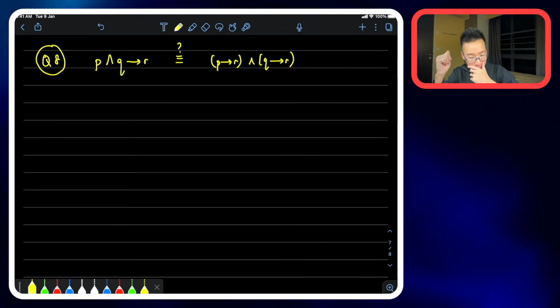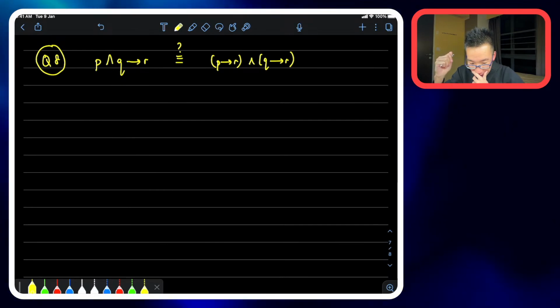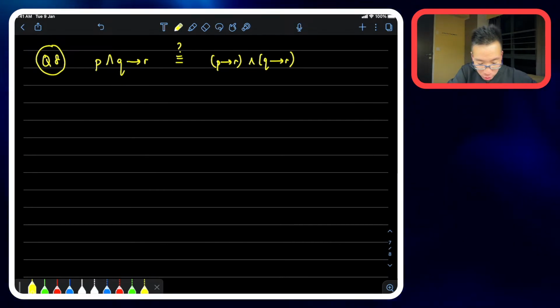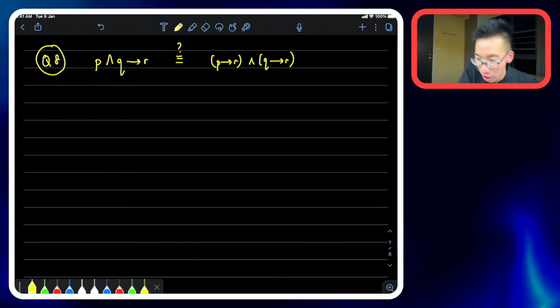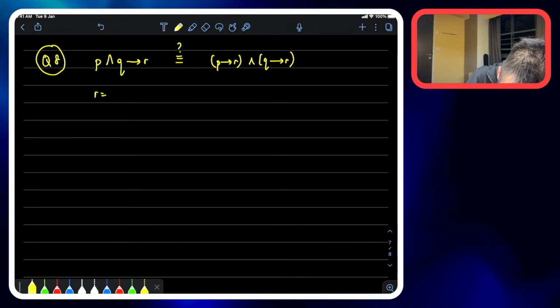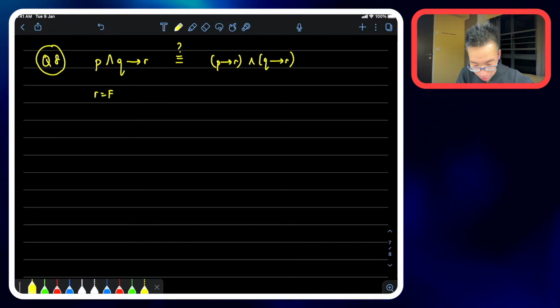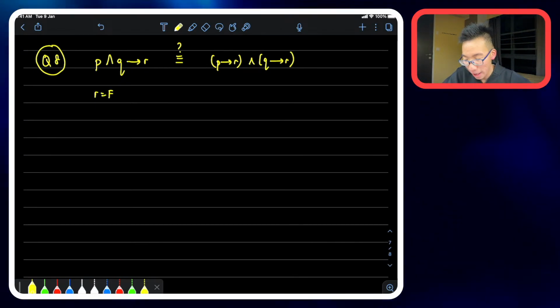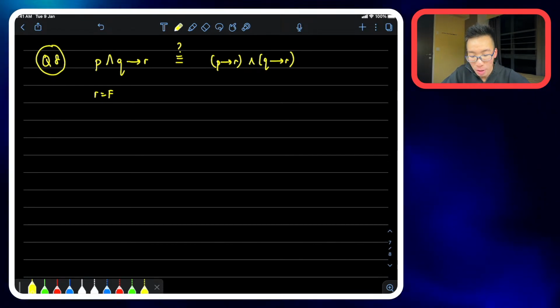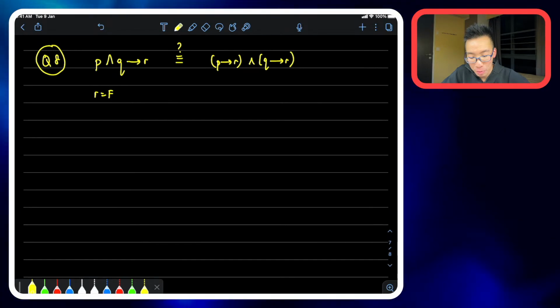I have an idea here, right? So I think, and this is my conjecture, we're going to use the fact that R is false in order to make one of them false. We're gonna try to make R to be false, and P and Q.